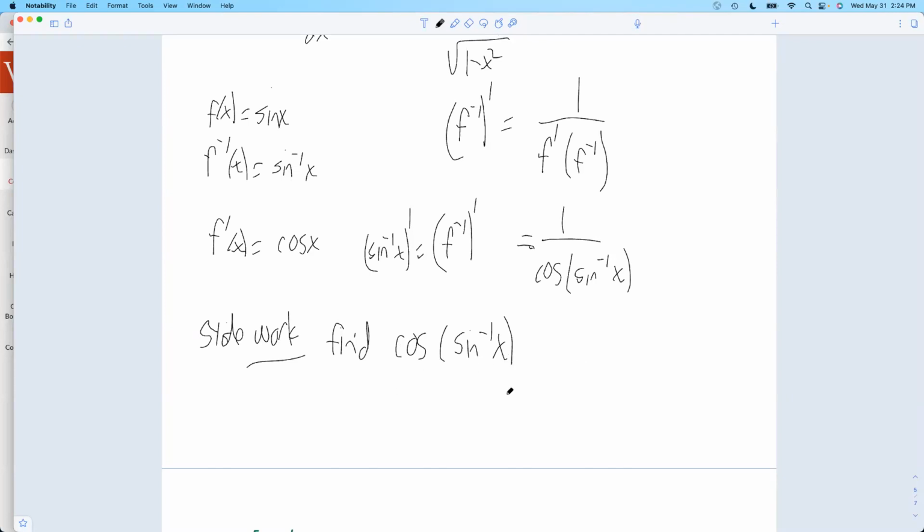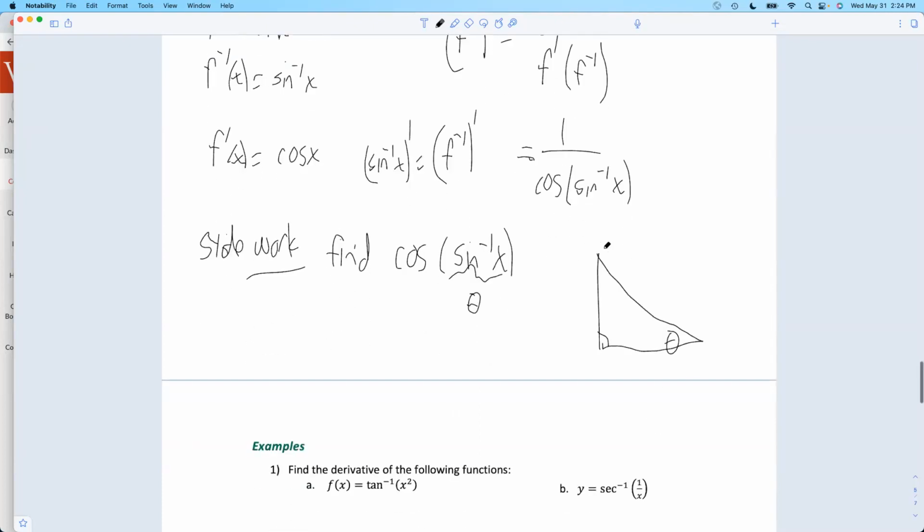So this thing here is just some angle in a triangle. Let's give it a name. Let's call that theta. So if I were to draw some triangle here, theta is just an angle in a right triangle. So what am I really asking for here? I really want cosine of theta.